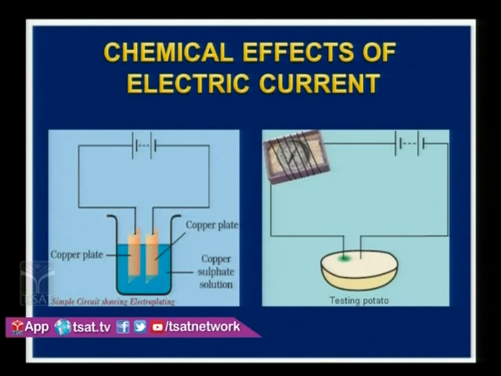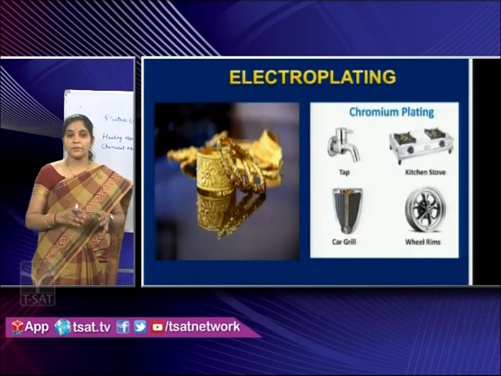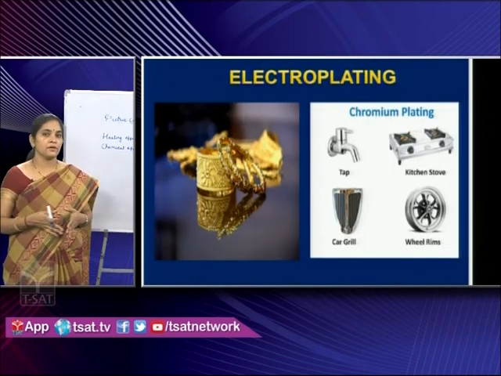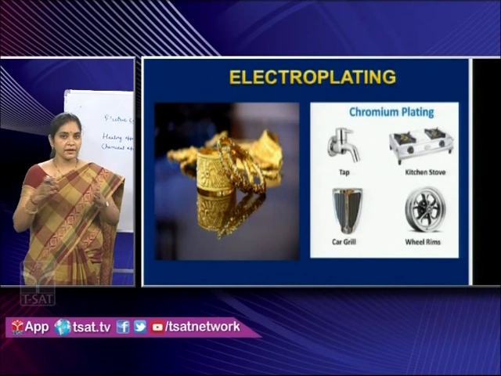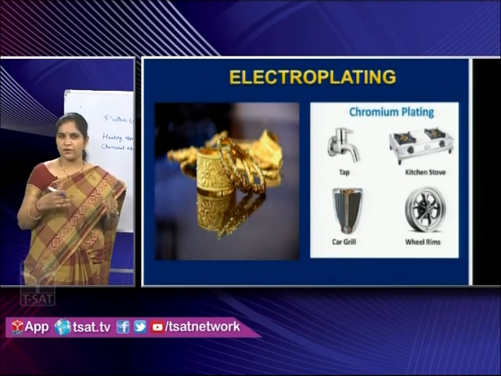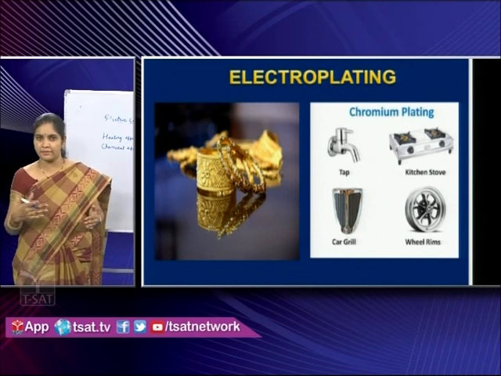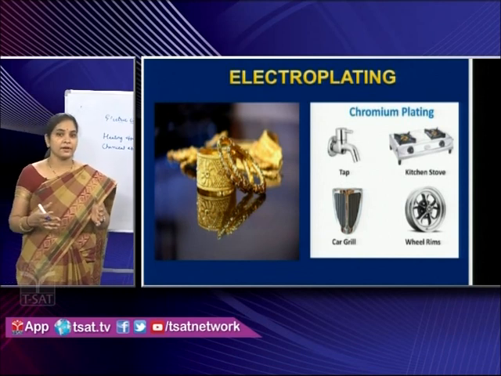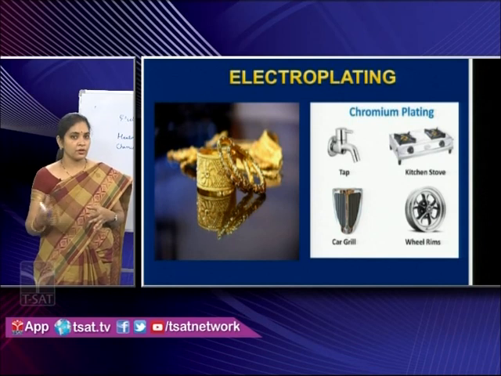Children, electroplating is one of the important uses of chemical effect of electric current. Jewelry made of low cost metal like aluminium and iron are coated with silver and gold.